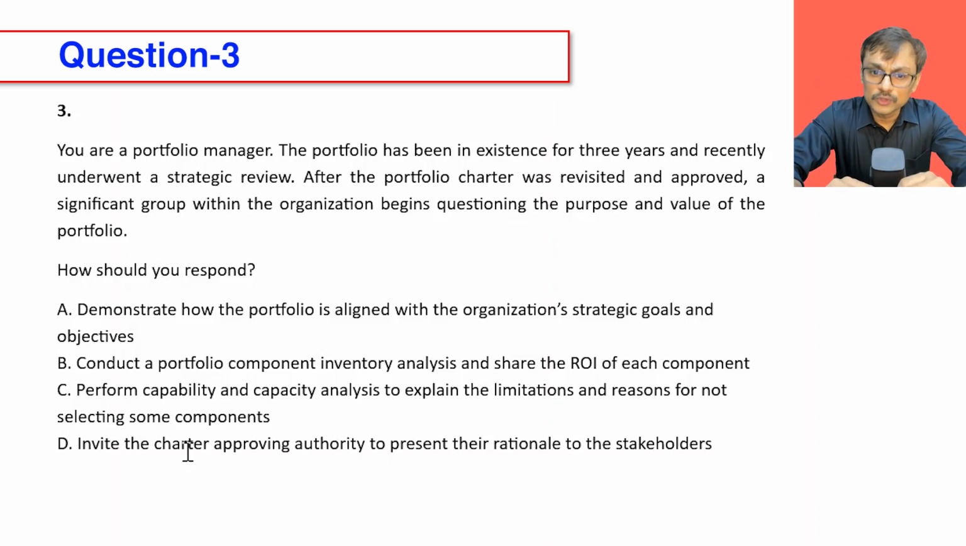Option B, conduct a portfolio component inventory analysis and share the ROI of each component. Too detailed. And again, stakeholders may not understand it. First, it might be very confidential to share that much detail with stakeholders who are not in agreement. And ROI is not the only thing. There could be other areas which help you decide which component has to be taken first, or what the priority is and why we are selecting it.